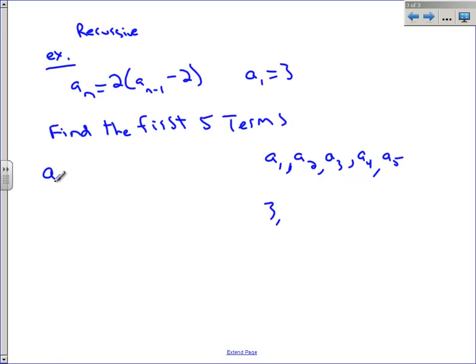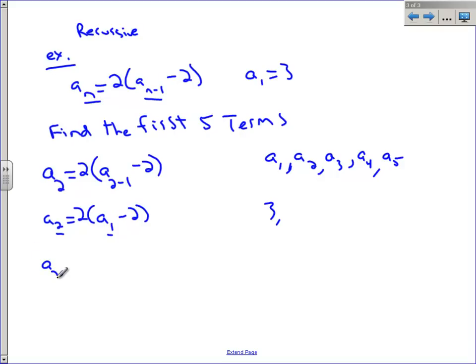So for example, a sub 2 could be found by doing 2 times parentheses a sub 2 minus 1 minus 2. So a sub 2 is 2 times a sub n minus 1, which is the term before it, or a sub 1, minus 2. So you see how these are related here? A sub 2 is 1 more than a sub 1, just like a sub n is 1 more than a sub n minus 1. So this means the term before this one. So since a sub 1 is 3, then a sub 2 is 2 times 3 minus 2, which gives me 2 times 1, which is 2. So it's subtract 2 from the one before it and double that.